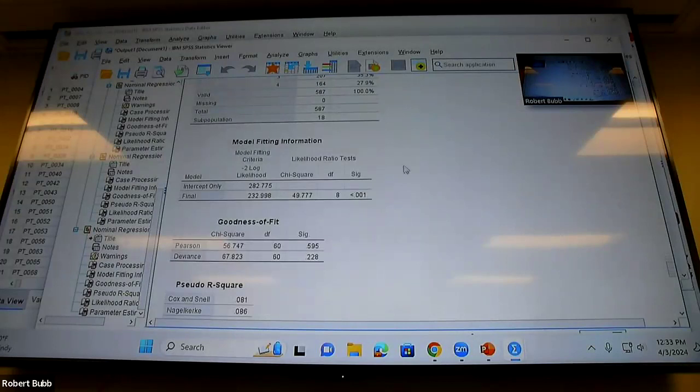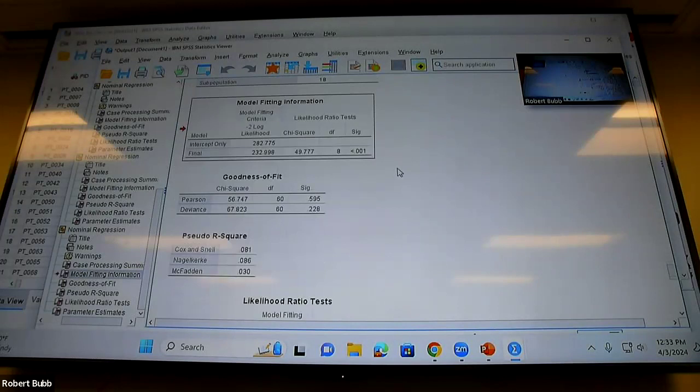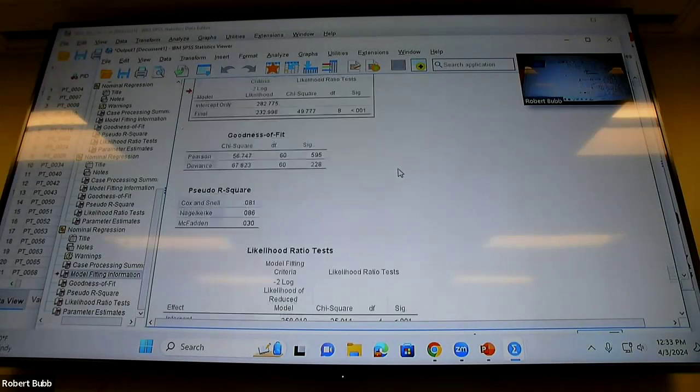I guess first of all, overall model, is it significant? Yes. Notice your degrees of freedom here is 8 because you have multiple levels of your predictors, for both your employment as well as reading quality. If you're looking at our predicted versus observed.